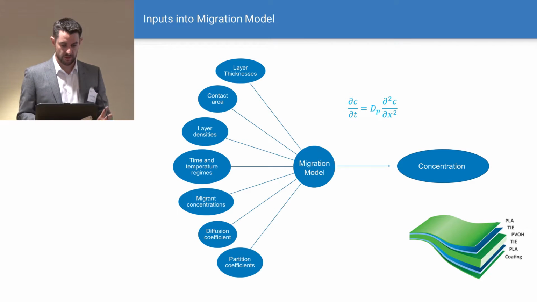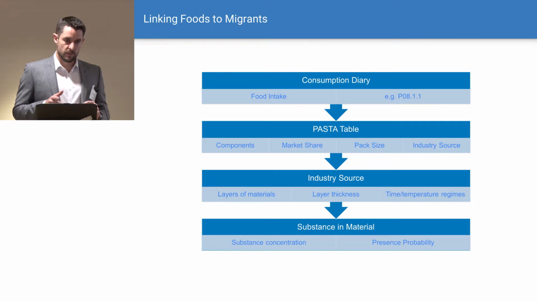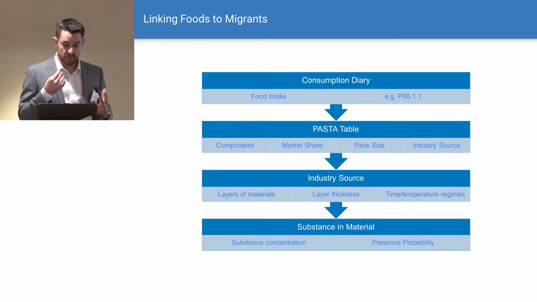And if people are interested in more details about all this stuff, I'm happy to talk about it further. So, linking, again, foods to migratory substances. I want to show how, going through the same data, we pick up all of those inputs that we need for the migration model. So again, we start with our consumption diary. We know that somebody eats a given food, and we know the amount of food that they consume.